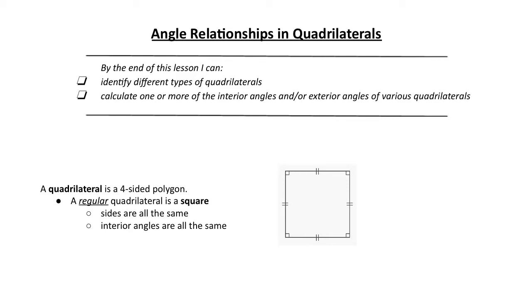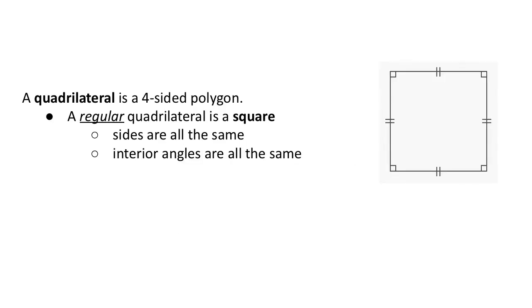In this video, we are going to look at different types of quadrilaterals, and we will look at the different types of angle theorems that apply to quadrilaterals so that we can calculate one or more of the interior angles and exterior angles of various quadrilaterals. In mathematics, a quadrilateral is a four-sided polygon.